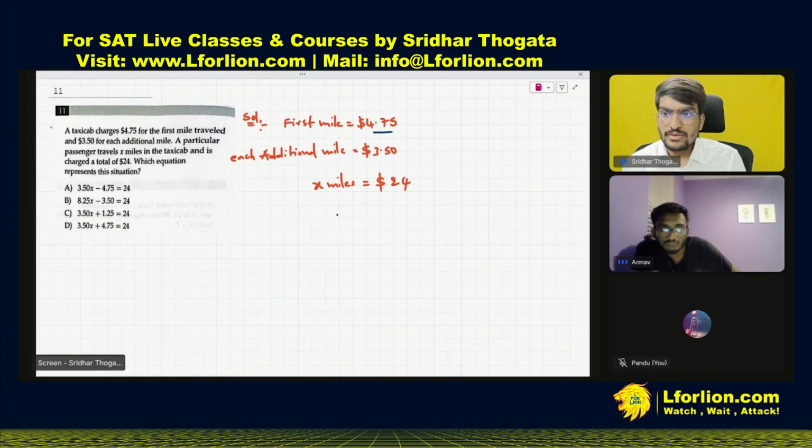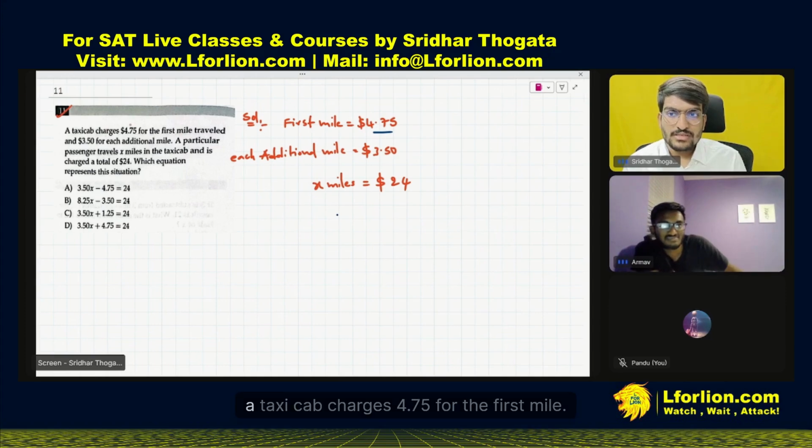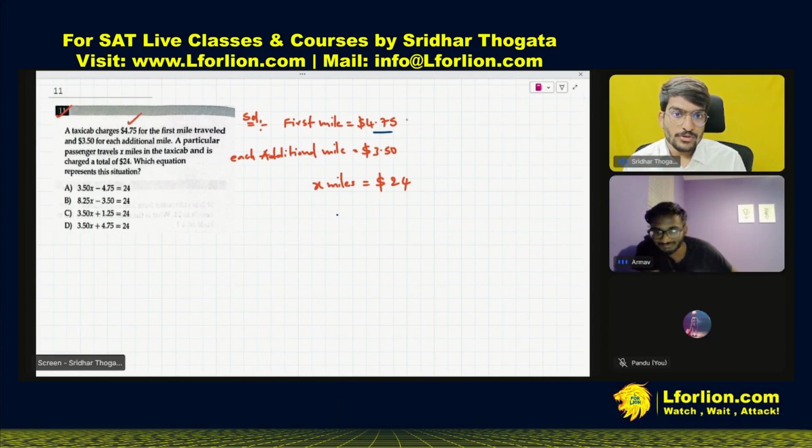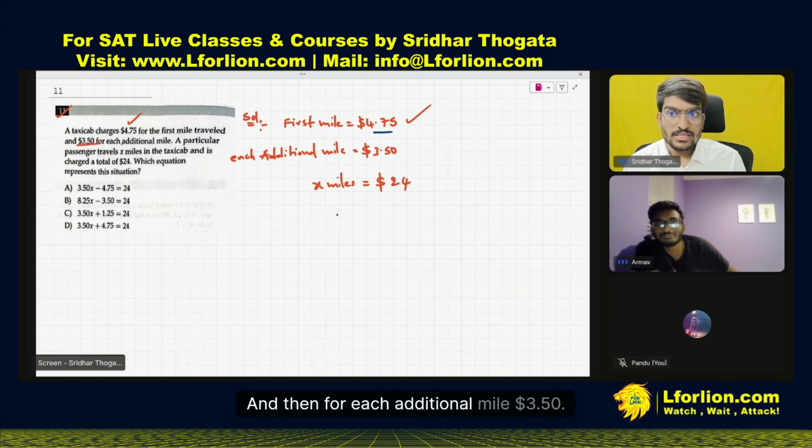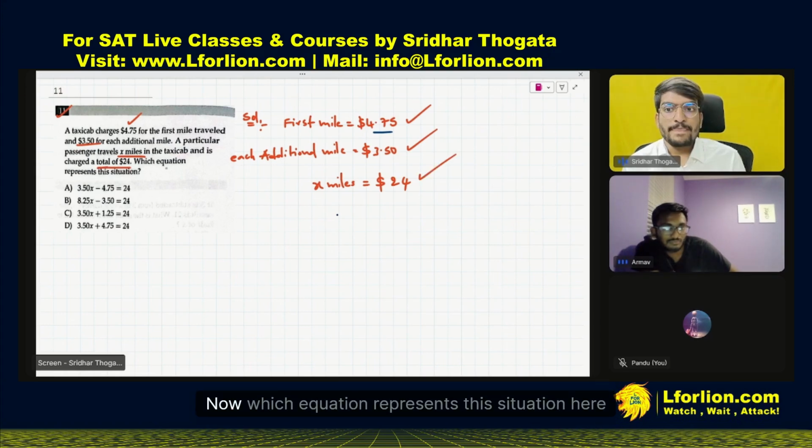Question number 11. A taxi cab charges $4.75 for the first mile, and then for each additional mile, $3.50. For some X miles, the total is $24. Now, which equation represents this situation?